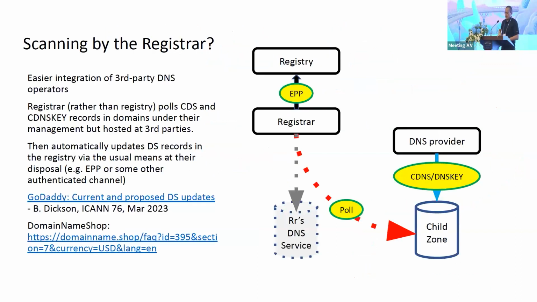All right, and so now I'll expand on the red dotted line in the previous diagram. This is where the registrar, rather than the registry, scans CDS and CDNSKEY records in domains that they manage, but which are hosted at third-party DNS operators. And then they use the authenticated means at their disposal to communicate with the registry and automatically update the DS records.